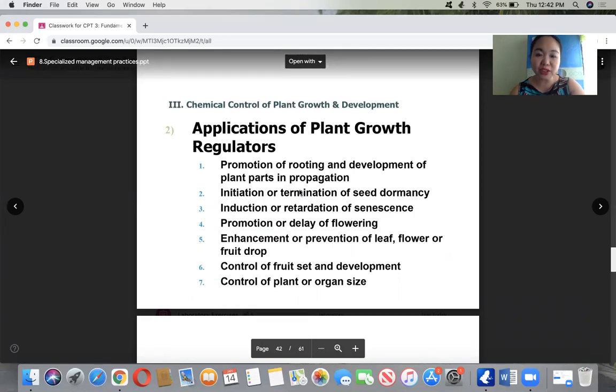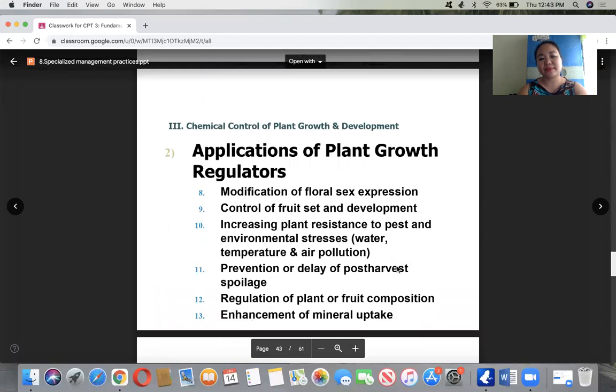So these are being used for a lot of applications, which include promotion of rooting and development of plant parts and propagation. A very famous one is alpha-naphthalene acetic acid, an auxin. Second is the initiation or termination of seed dormancy, induction or retardation of senescence for GA or auxin, also cytokinin, promotion or delay of flowering, enhancement or prevention of leaf, flower, or fruit drop, control of fruit set and development, and control of plant or organ size.